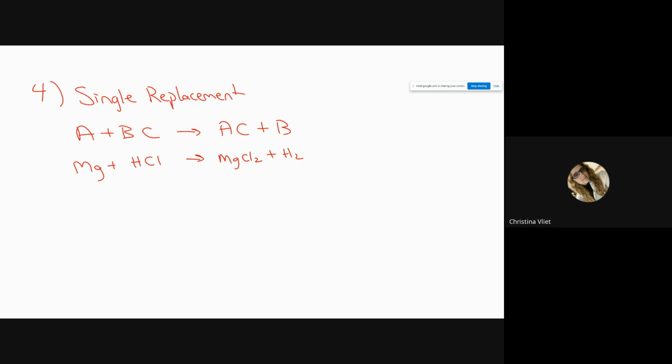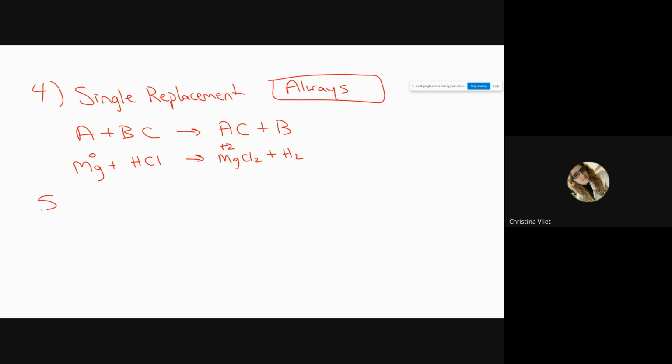So if a single replacement reaction happens, you are going to get a change in the charge, which means you are going to have redox. You are going to have a transfer of electrons. So single replacements are always redox. If you can tell you have a single replacement reaction, you can tell you have redox without doing the math, without doing the work.